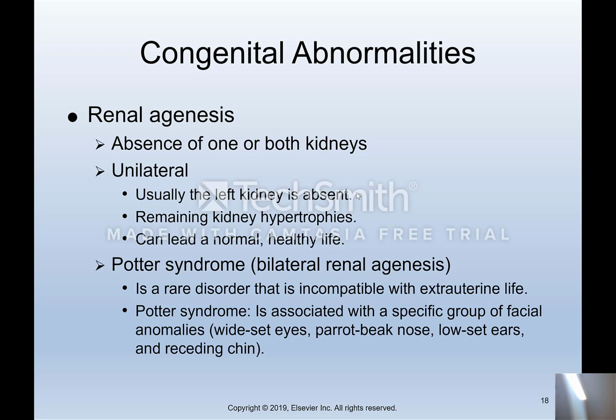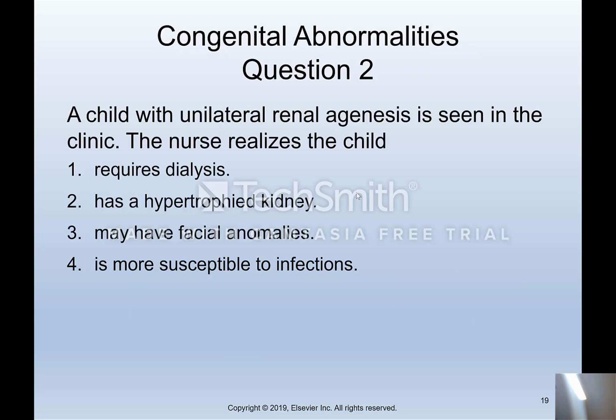Potter syndrome is bilateral renal agenesis, a rare disorder incompatible with extrauterine life. Potter's association is associated with a specific group of facial abnormalities: wide-set eyes, parrot beak nose, low-set ears, and receding chin. Children with unilateral renal agenesis are seen in clinic. The nurse realizes that they may require dialysis. There's a hypertrophied kidney, and they may have facial abnormalities and may be susceptible to infections.